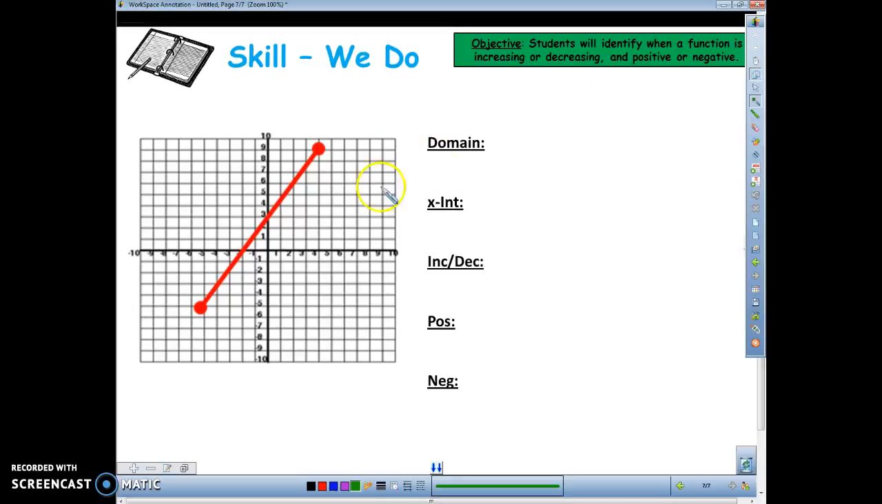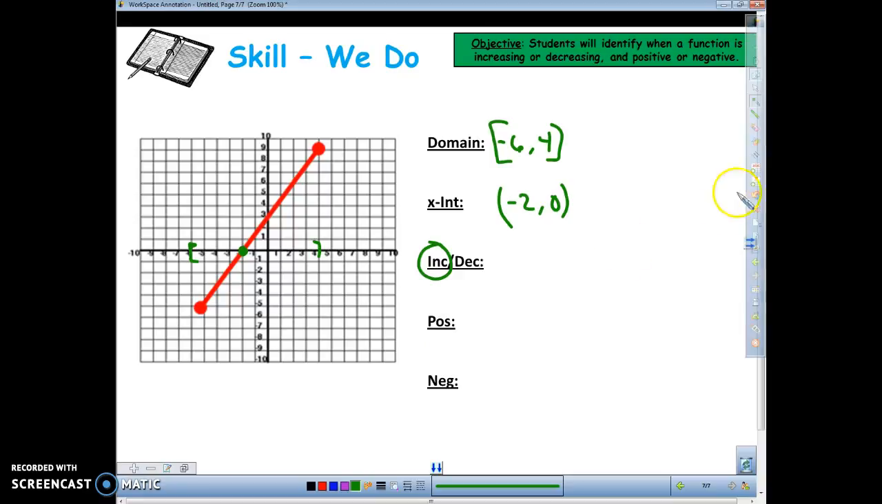And we talked about domain for this function, right? Starting at -6, going all the way to 4. So that would be -6 to 4. I'm not really concerned about that a lot, or my x-intercept being right here at -2, 0. I'm more concerned with the increasing, decreasing, and positive, negative. So this function is always increasing. It is positive and negative. Okay, here's the tricky one: positive when it's above the x-axis, and negative when it is below.